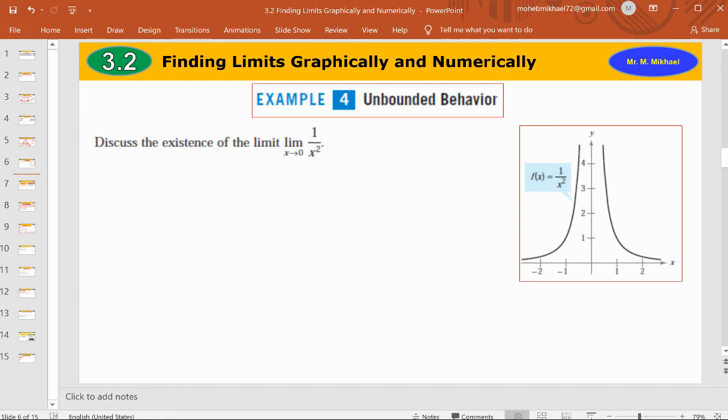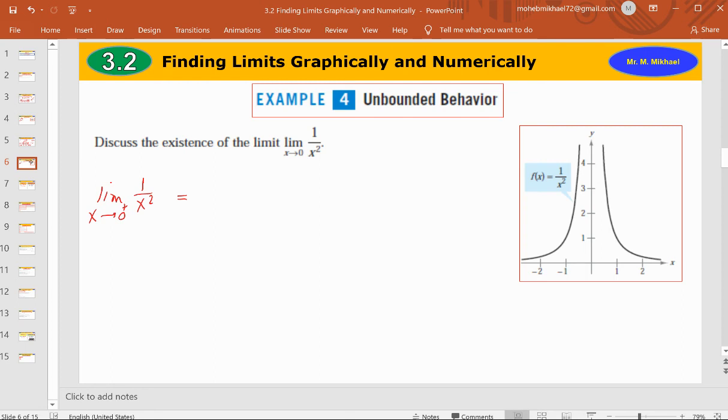Look at this, guys. This is a very famous graph. Discuss the existence of the limit of f of x equals 1 over x squared as x approaches 0. Guys, if you study the limit of this function, the limit of 1 over x squared as x approaches 0 from the positive direction. Guys, look at the graph. We're going to find the limit of this function from the graph.